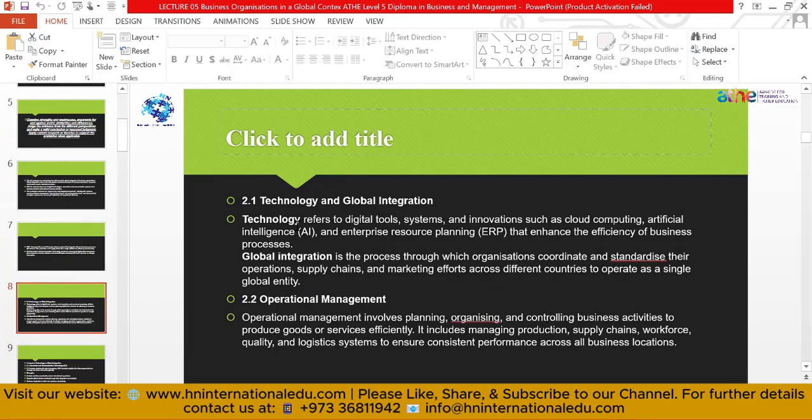Okay, it is the process through which organizations coordinate and standardize their operations. Global integration is when your organization, let's say my organization is in Pakistan and the same branch is in Saudi, we have to make sure that their operations, their daily activities are matched. Not exactly, but we will try our best that in today's task, we're able to complete each and everything, all the activities which we decided that we are going to do today.